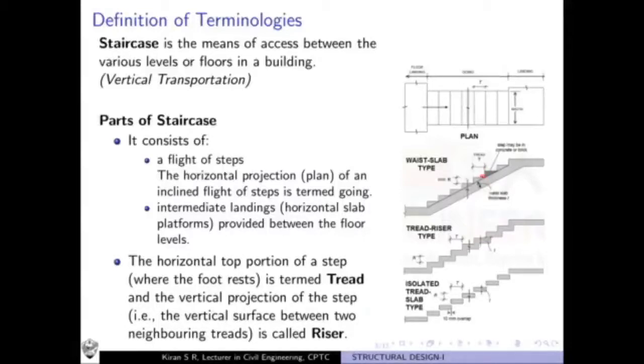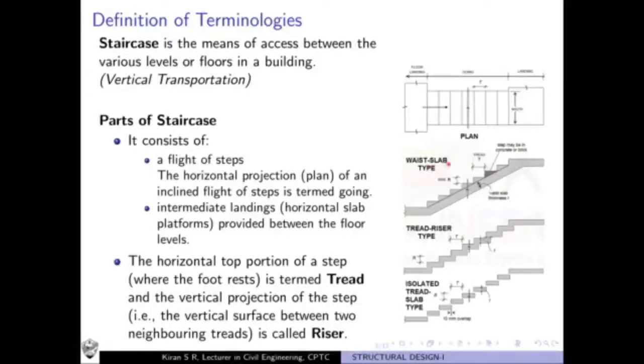And the width of the tread is represented by the letter T. And the height of the riser we call the rise, represented by the letter R. So every step in any kind of staircase we define using the two terms tread as well as rise. Tread represents the horizontal projection and rise represents the vertical projection. And the three kinds of staircases which you see, you call them by different names.